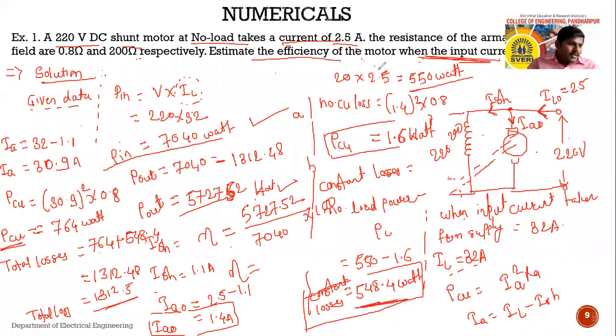Efficiency is 81.35. So the efficiency is 81.35% when the machine is running and taking a current from the supply. It is near about 32 ampere, right?